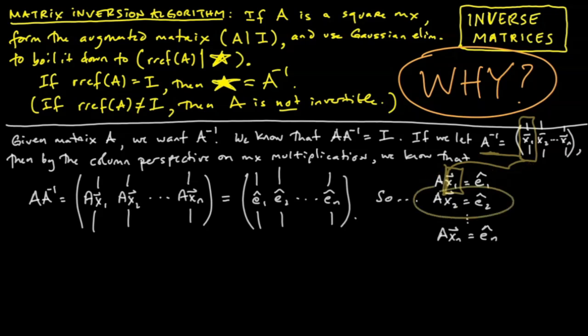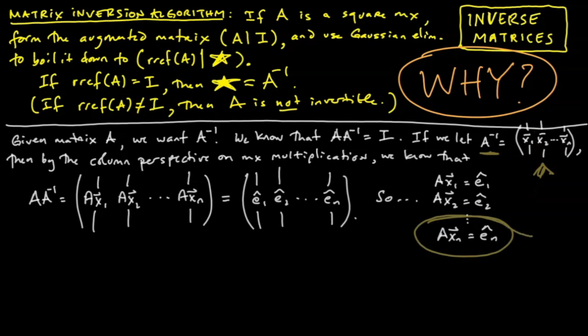Then we could solve this second system for x2 and we would have the second column of our inverse matrix, and continue on. And at the end of the day, we would have solved our nth system of linear equations, and its solution would be the nth column of the inverse matrix that we are trying to construct.